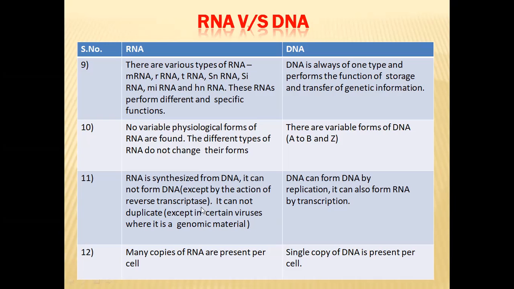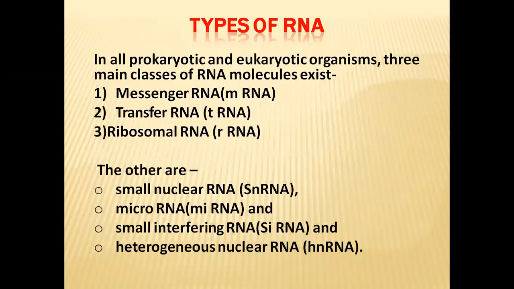usually in some viruses, the reverse transcriptase enzyme will be there. This reverse transcriptase enzyme is capable of producing DNA from RNA in a reverse manner. And coming to DNA, DNA can form RNA, and DNA also can form DNA. Many copies of RNA are present in each cell, but only a single copy of DNA will be present in each cell. So each cell possesses only one copy of DNA, but not many copies like RNA.